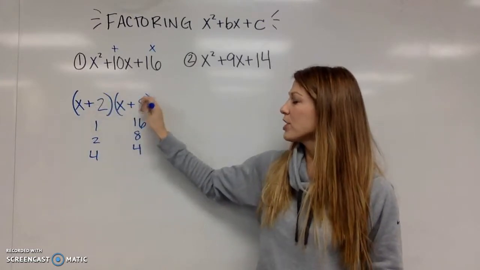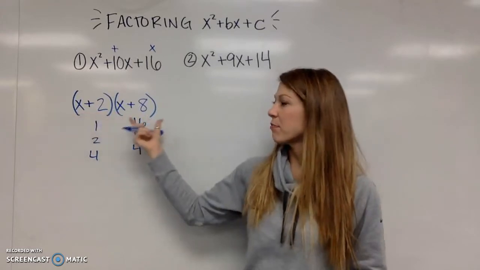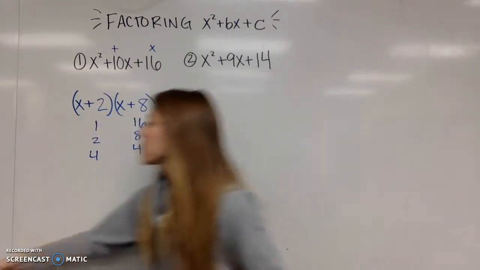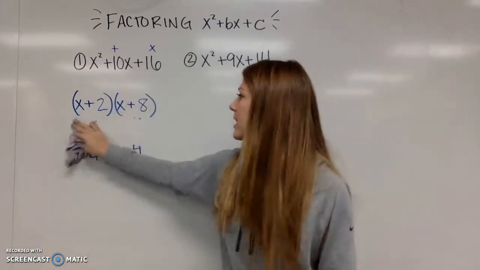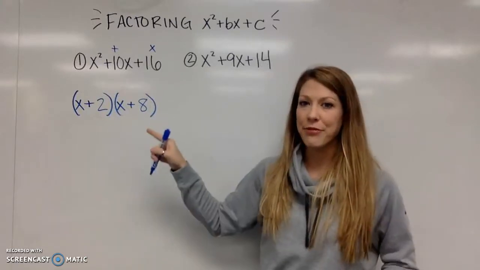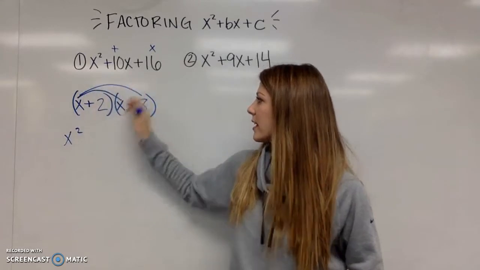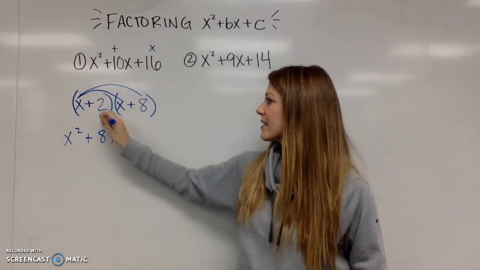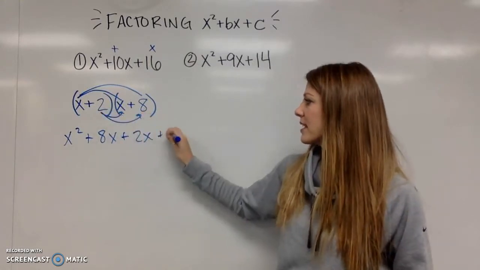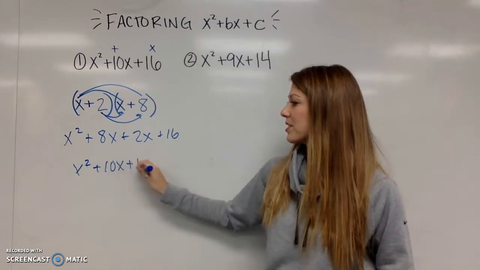It doesn't matter which number you write first, whether it's the 8 or the 2, because both of them have plus signs there. So our final answer would be x plus 2 times x plus 8. And then you could always check your answer by FOILing that out. So x times x is x squared. X times 8 is 8x. 2 times x is 2x. 2 times 8 is 16. So when we combine our middle terms, we get what we started with.